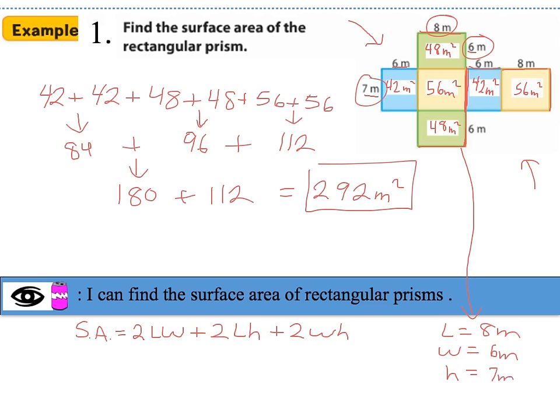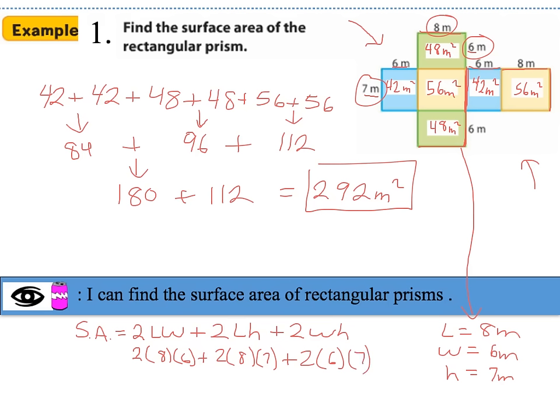So given this information, let's plug this stuff into the formula. So let's go 2 times our length times our width, which is 6, plus 2 times our length, which is 8, times our height, which is 7, plus 2 times the width, which is 6, times our height, which is 7. So now let's go ahead and simplify.